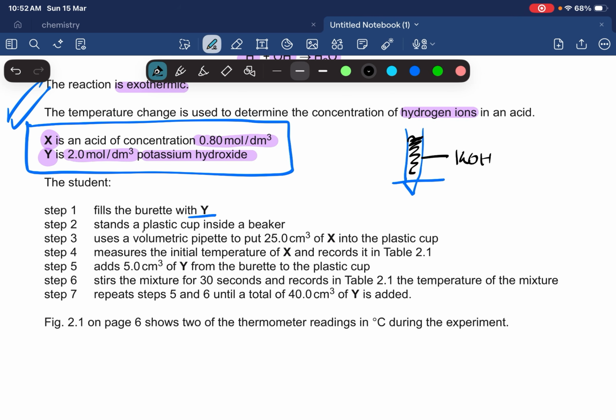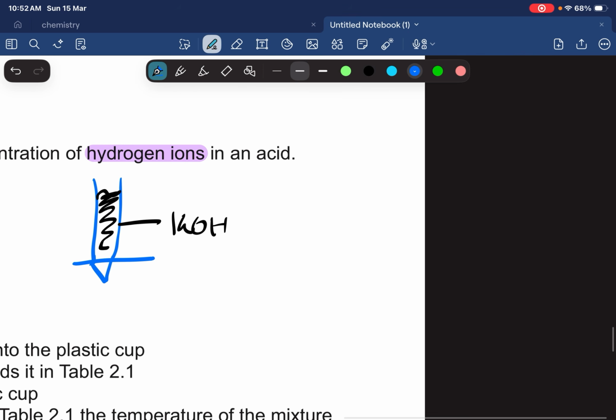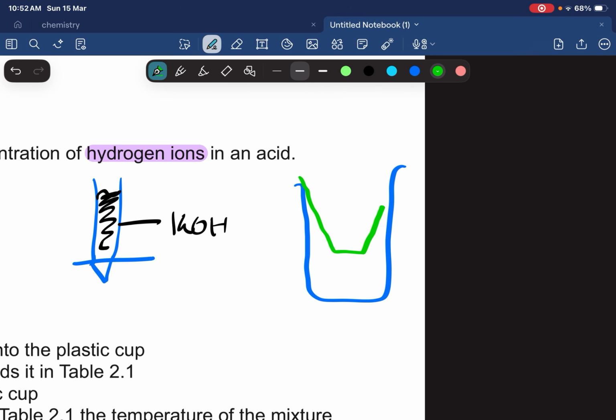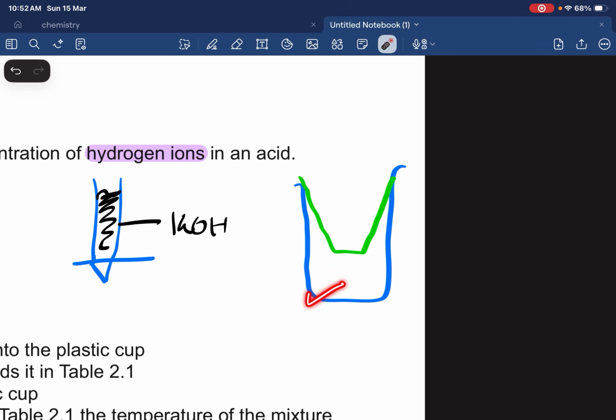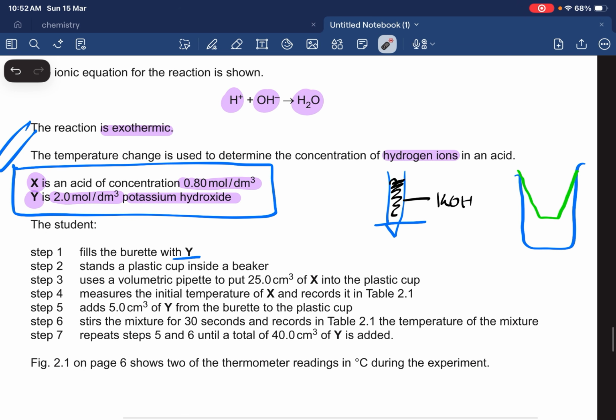And then the next step says stand a plastic cup inside a beaker. So what they're trying to say is, I'm going to show you this apparatus. It's a really cool apparatus where you have a beaker like this, and in that beaker you place a thermopole cup, something like this. So that's the apparatus, a beaker that has a thermopole cup, that white polystyrene cup is placed in the beaker. Or you can use a plastic cup, that's also plastic.